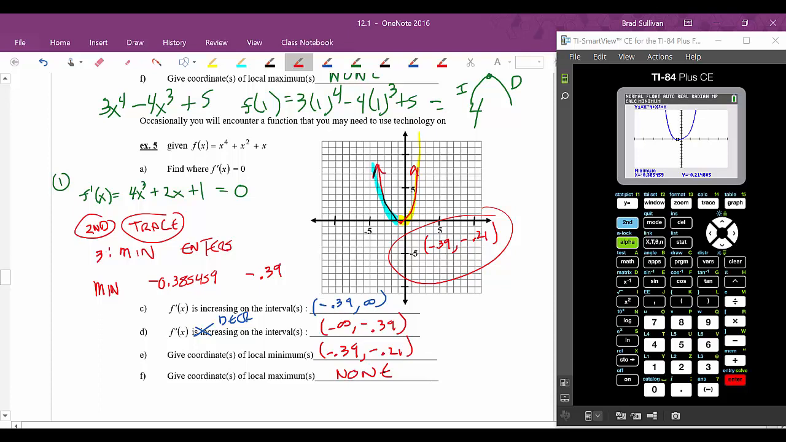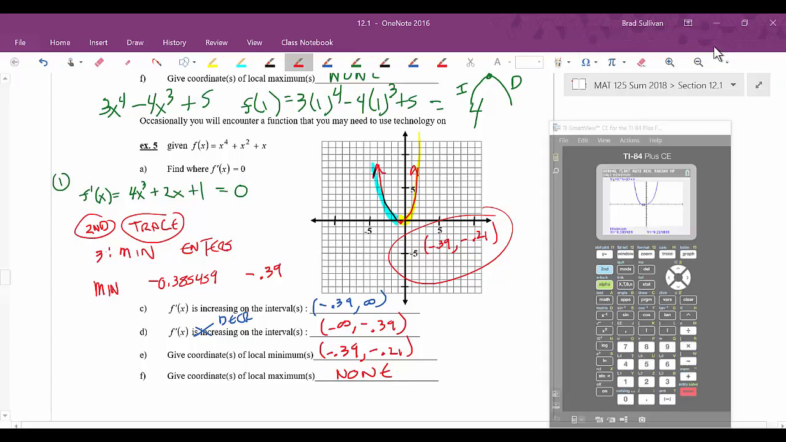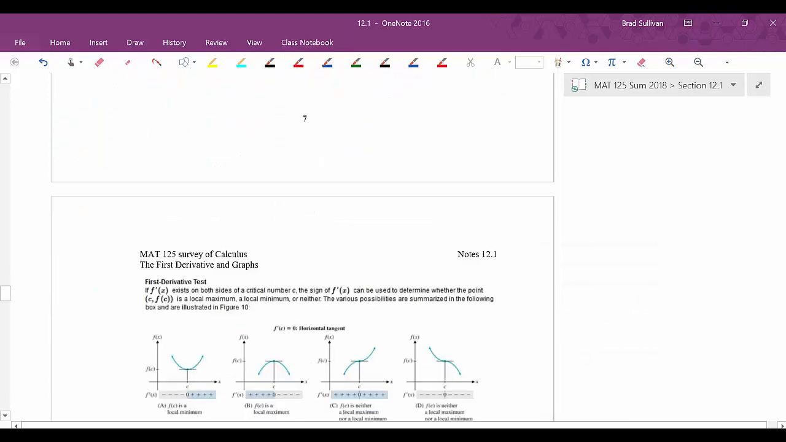So that's what you do with these things. You want to know how to use your technology. And that's important in applications and business. I mean, once you get functions set up, a lot of times you can use technology in the modern world to find some of these things. Okay, so that'll take care of that.